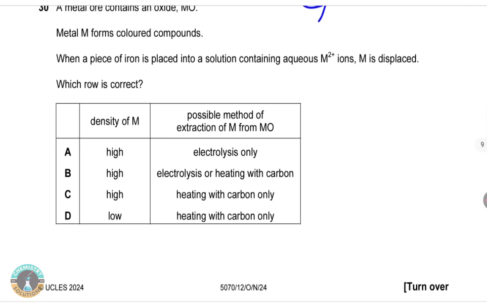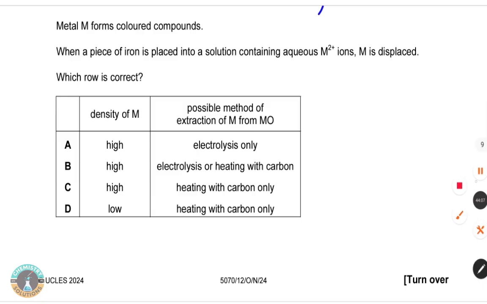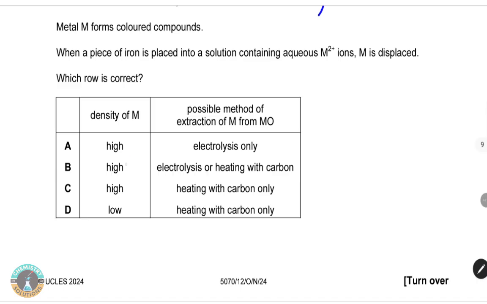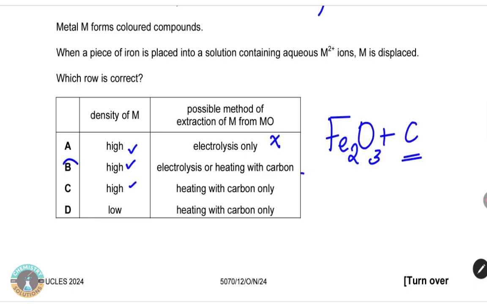So we have to see the properties of transition metals. The correct option for this is density high. Yes, transition metals have high density. Possible method of extraction of M: electrolysis? No. Heating with carbon. Yes. As you know, if we have iron as a transition metal, it can be reduced by the carbon. So this B is the correct option.